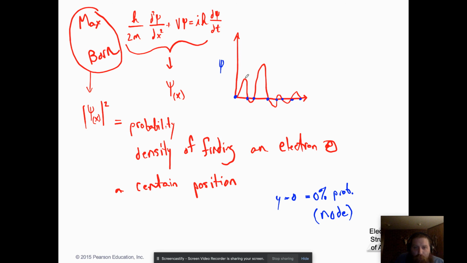On the other hand, places where you have a peak, and the peak can be positive or negative, right? These are places where you are likely to find an electron. So right here, I have a good chance. Right there, I have a good chance. I have a good chance right there. I have a good chance right there, right? Anywhere there's a peak, I might find an electron. This position that I'm circling is going to be the highest probability.